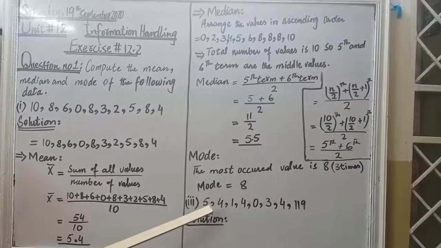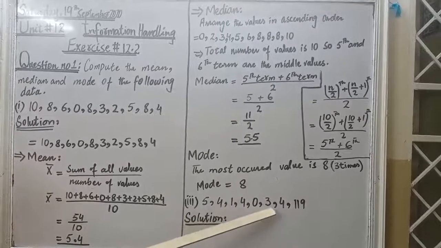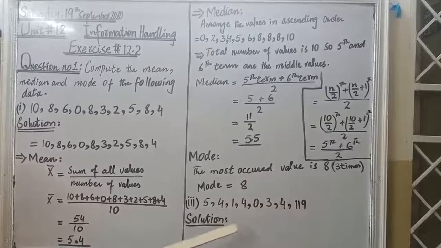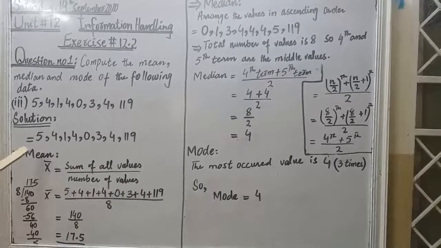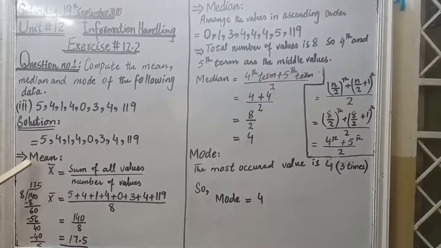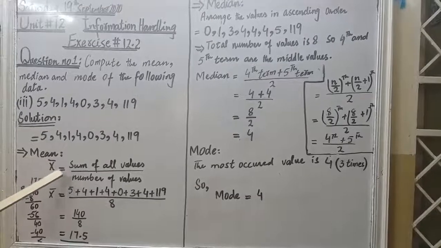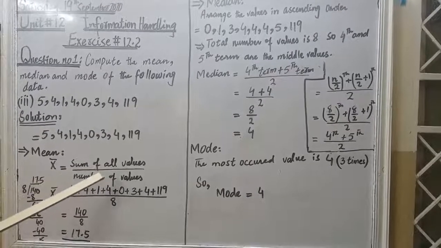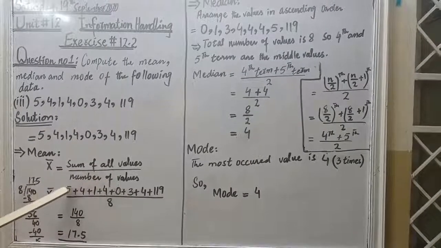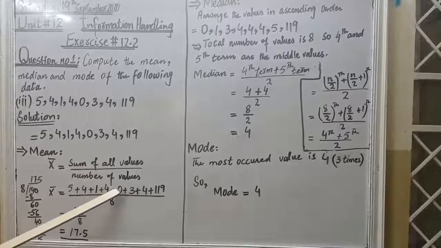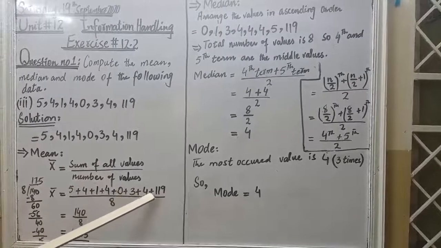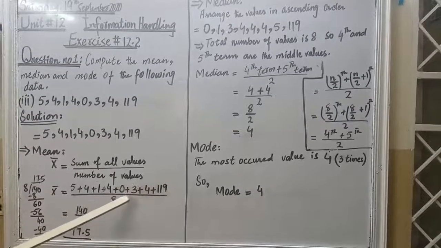Part 3: 5, 4, 1, 4, 0, 3, 4, 119. Now the part 3 solution is, first we find the mean by using the formula: sum of all values divided by number of values. So the sum of all values is equal to 5 plus 4 plus 1 plus 4 plus 0 plus 3 plus 4 plus 119, divided by the number of values.